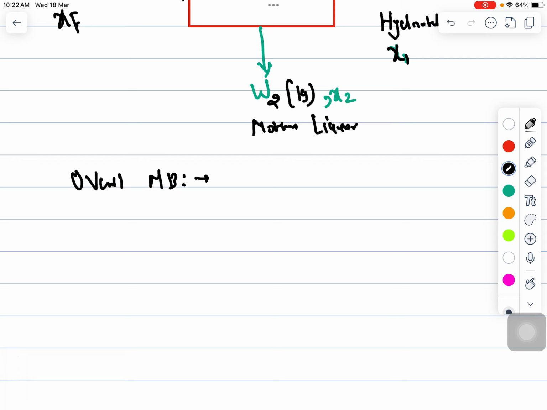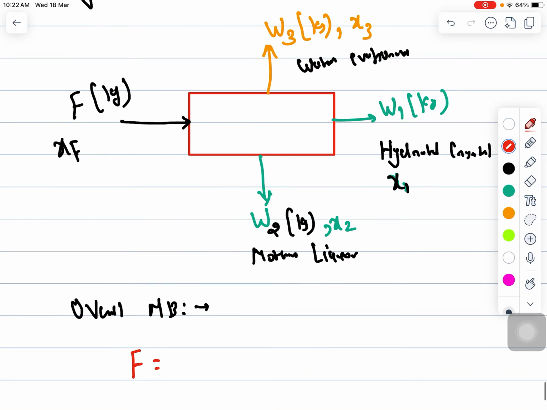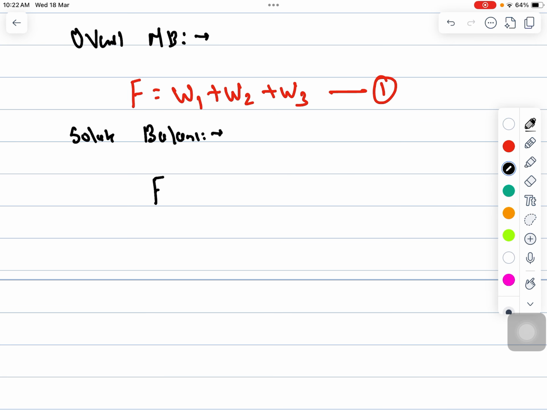Overall material balance. As I have told you, F is the inlet, and W1, W2, W3, all of these streams come out of the evaporator. So that will be F equals W1 plus W2 plus W3. That is my first equation. Second is the solute balance. For the solute balance, I can say F into XF equals W1 into X1 plus W2 into X2 plus W3 into X3. This is our second equation, right? So this is the solute balance.